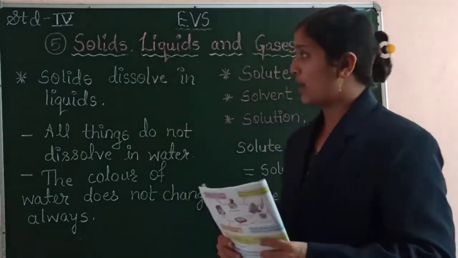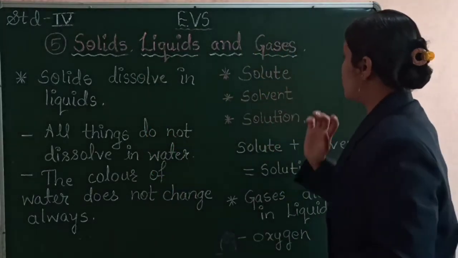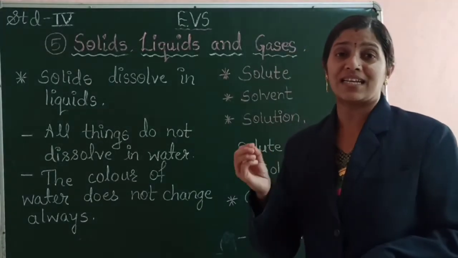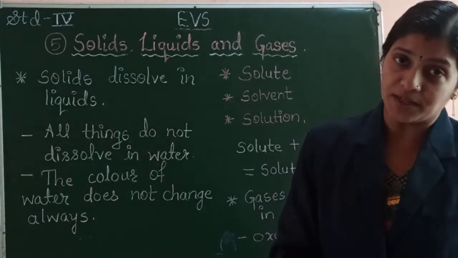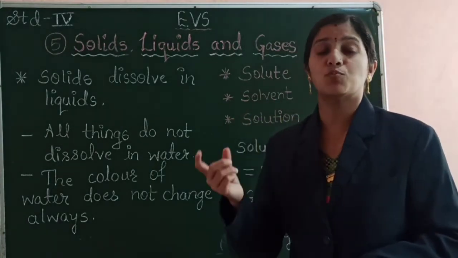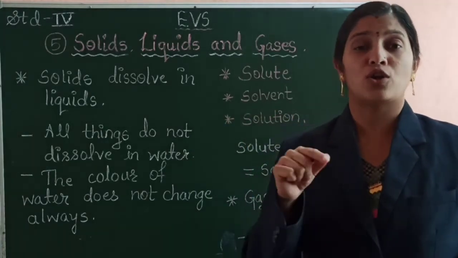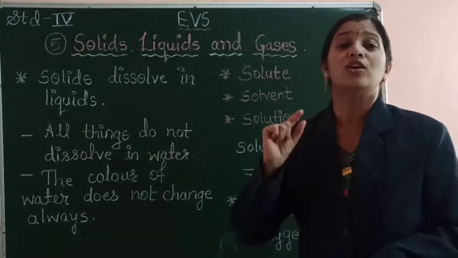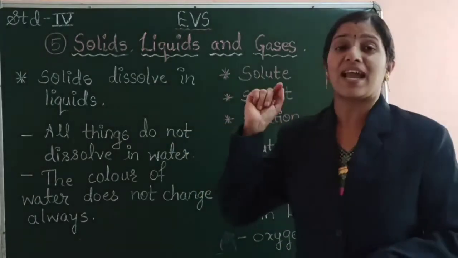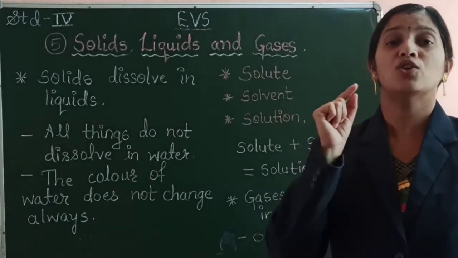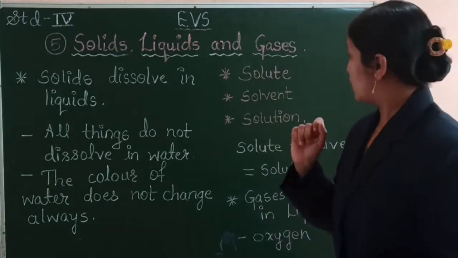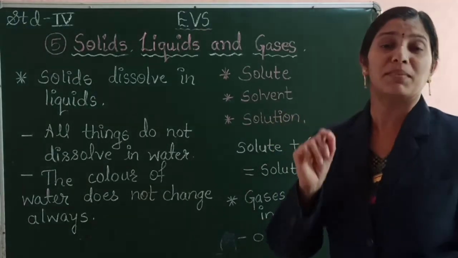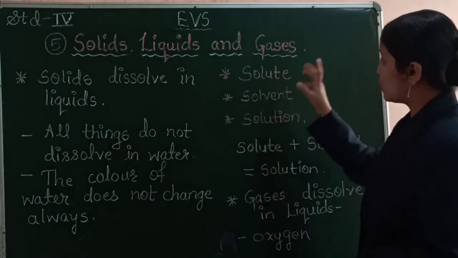The next is about solute, solvent and solution. So what is a solute? Let me tell you. The substance that is put into the liquid. So any solid substance which is put into the liquid for dissolution to mix it, that is called as solute. And solvent. Solvent is any liquid in which the solid is put for dissolving, that is solvent. And solution is the mixture of solute and solvent.